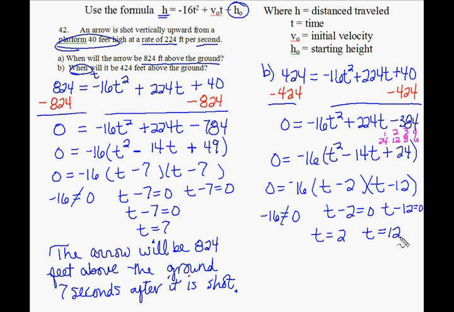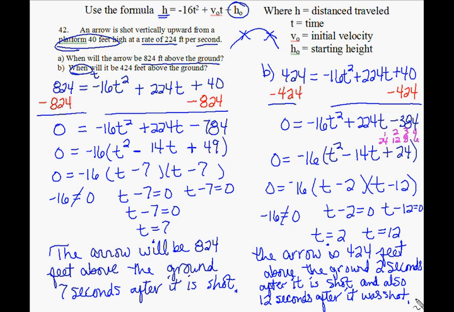So which answer is the correct answer? Well, if you'll recall that when we talked about the shape, it goes up and comes down. Apparently there are 2 times that the height above the ground is 424. And that's once 2 seconds after the arrow is shot, and again 12 seconds later. The arrow is 424 feet above the ground 2 seconds after it was shot, and also 12 seconds after it was shot.